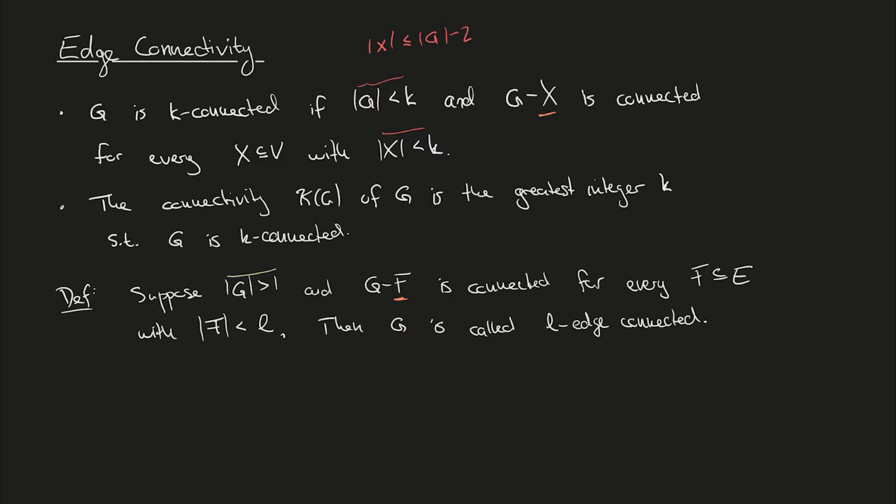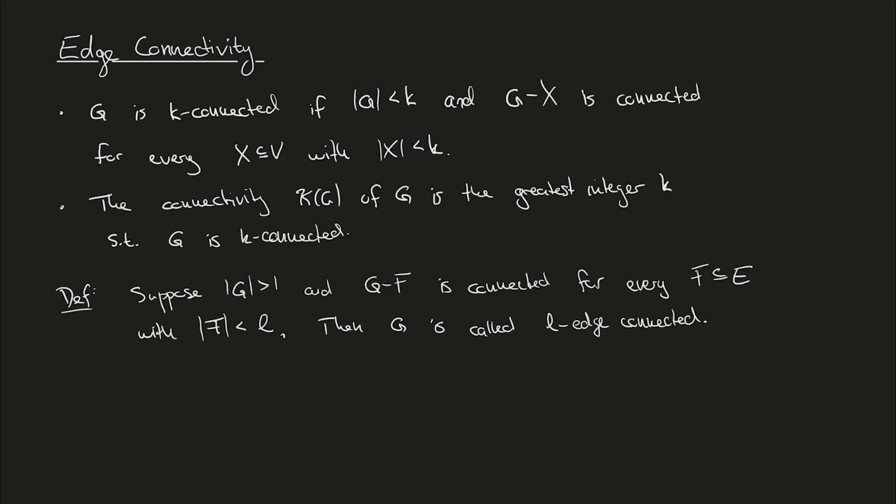This has to do with the fact that if we have a graph with just one vertex, it won't have any edges, and so it'll be connected for any size subset of edges that we remove from it, which means that the one vertex graph would be L-edge-connected for any value of L. So we want to avoid this, and so we include the condition that the order of G has to be strictly greater than 1.